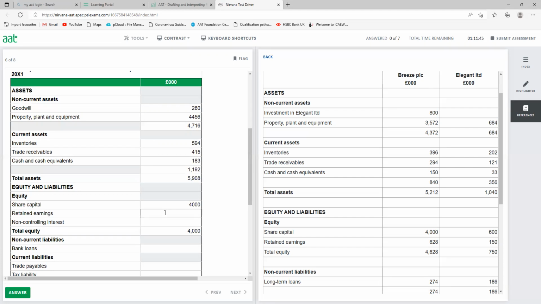For retained earnings, we have calculated that in the workings, so retained earnings 654. And we have a non-controlling interest, NCI. If you remember, we have calculated that as well, and that is 380. So 950 times 40%. We did it at the beginning. The bank loan, long term, we have 274 plus 186, that is 460.